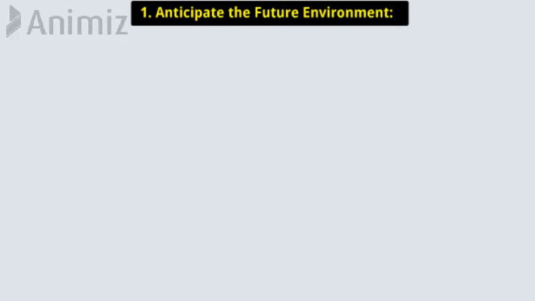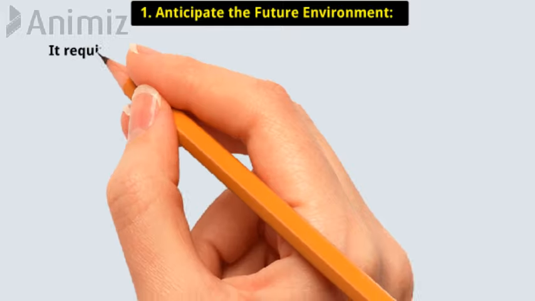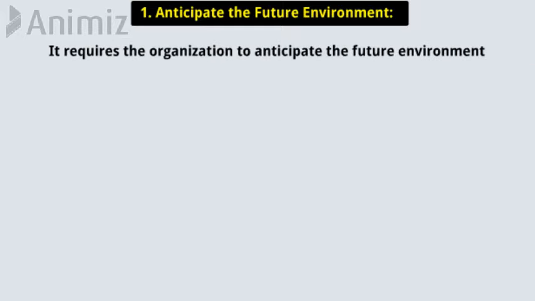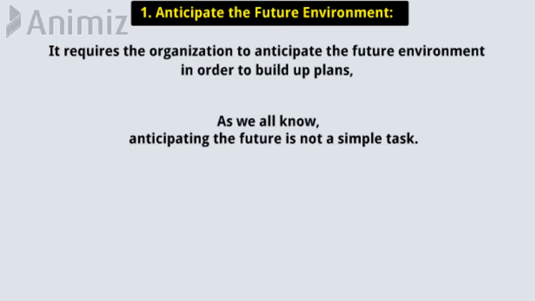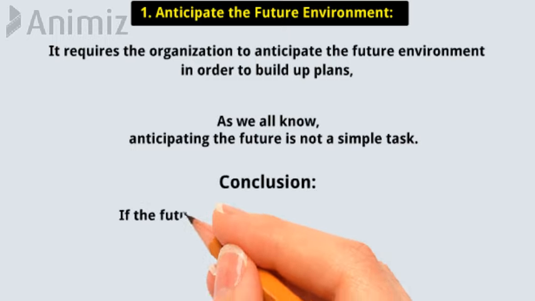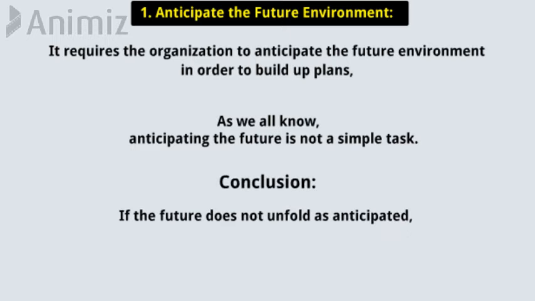Disadvantages of strategic management. 1. Anticipates the future environment. One of the significant disadvantages of strategic management is that it requires the organization to anticipate the future environment in order to build up plans, and, as we all know, anticipating the future is not a simple task. The conclusion is that if the future does not unfold as anticipated, then it may cause ruin in the strategy taken.